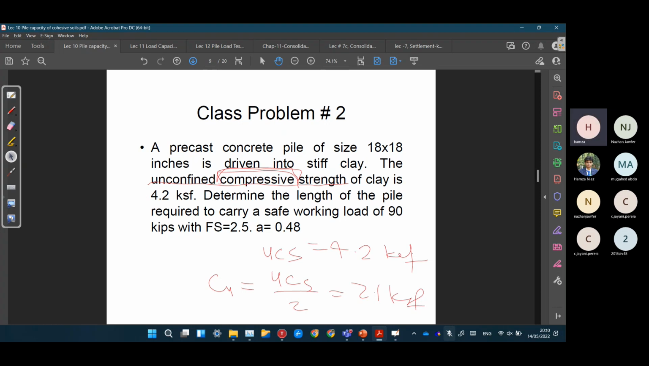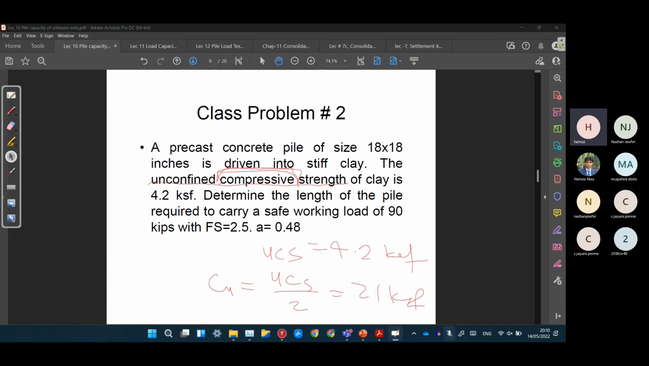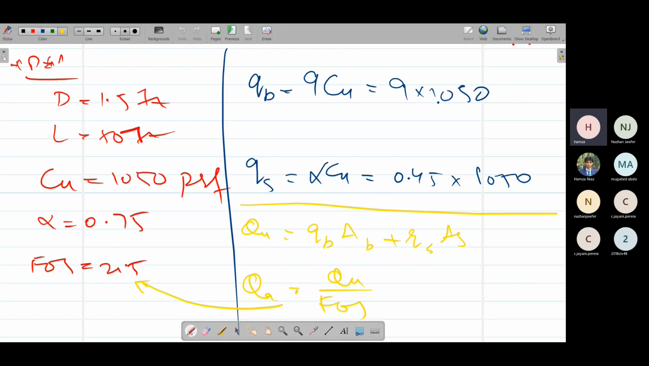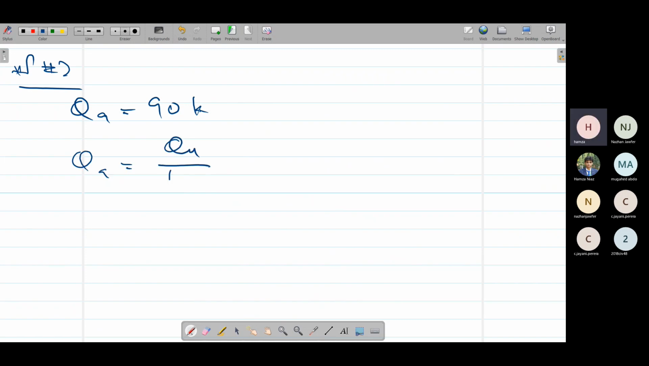The rest is the same. One more thing is different: we do not know the length of the pile. We know the allowable load as 90 kips. So in problem number 2, we know this Q allowable as 90 kips, but we do not know the length of the pile. Using the formula, Q allowable is Q ultimate over factor of safety. So 90 times the factor of safety, that is 2.5, is equal to Q ultimate.